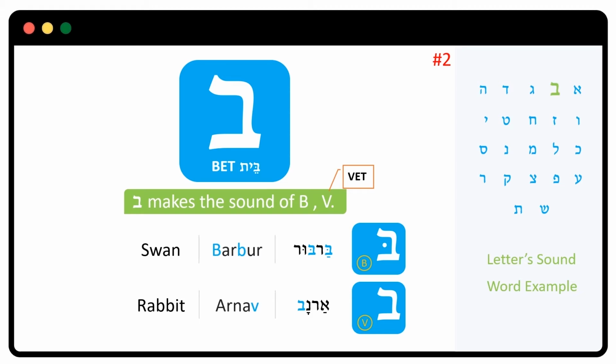Barbour means swan. Our second example is Arnav. The bet in Arnav has no dagesh. As a result, it makes the sound of the letter V. Arnav. Arnav means a rabbit.